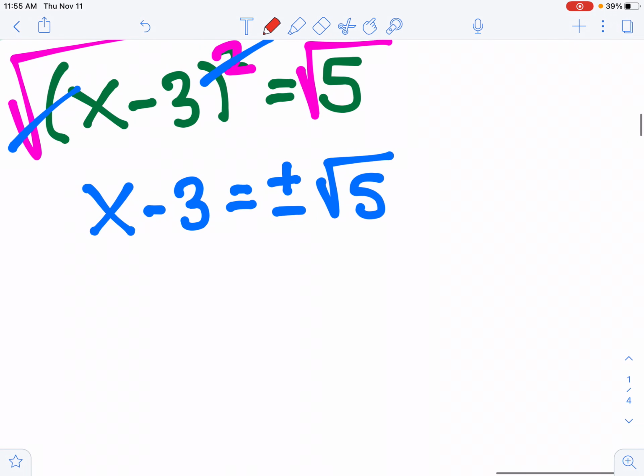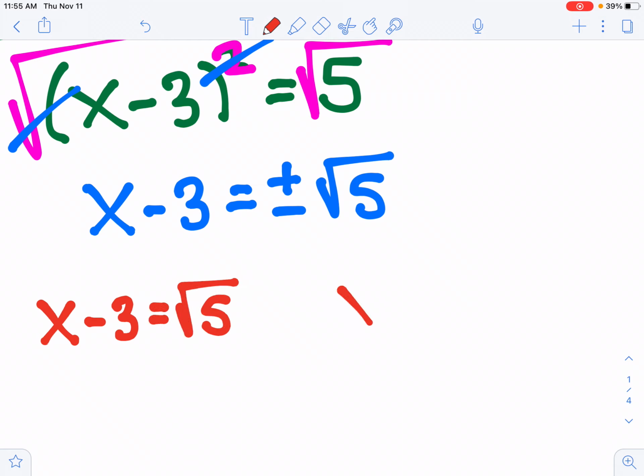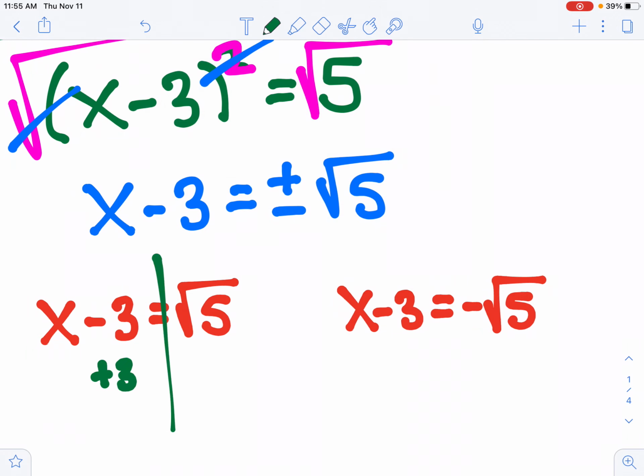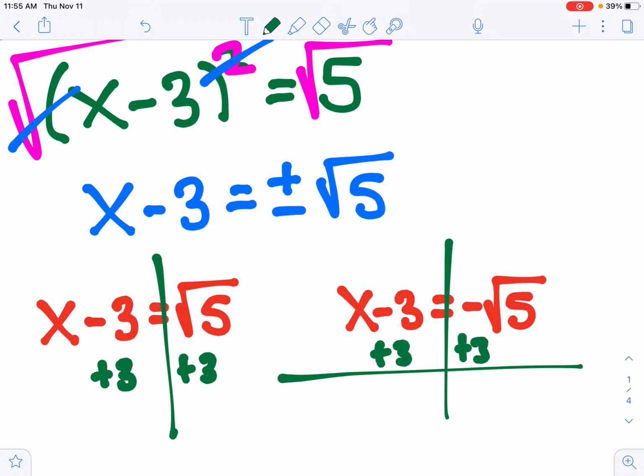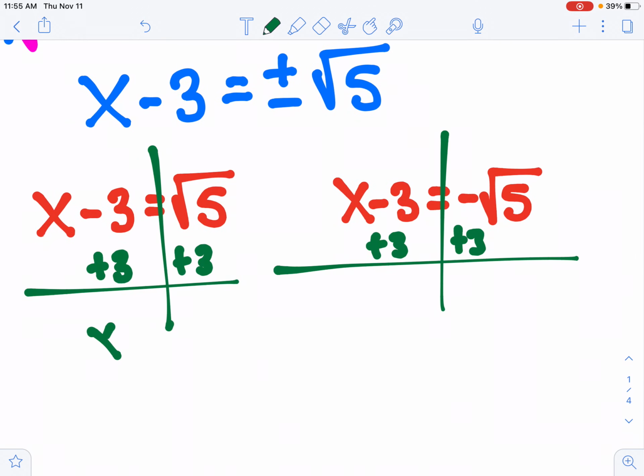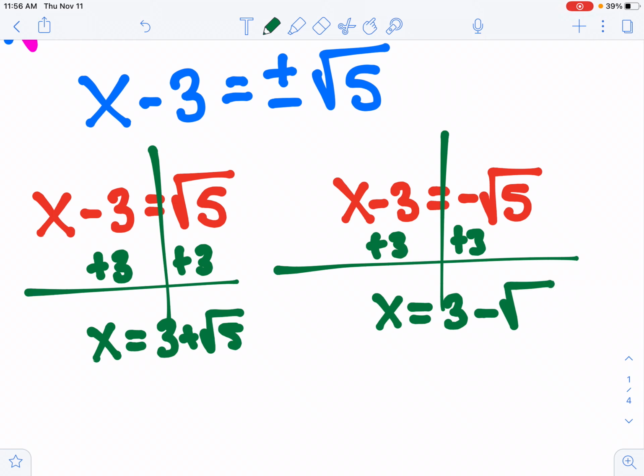And unfortunately here, the square root of 5 is a decimal, so we're just going to leave it. But we could rewrite this as x minus 3 equals the square root of 5, and x minus 3 equals negative the square root of 5, and we're going to keep solving. So step 1 would be to add 3 to both sides, because we need to get rid of that -3. And you're actually done. X equals 3 plus the square root of 5. That's one answer. And x equals 3 minus the square root of 5.